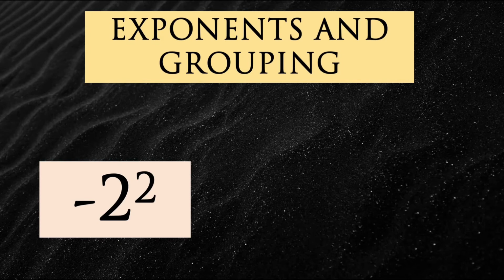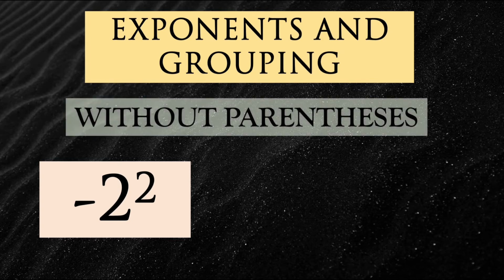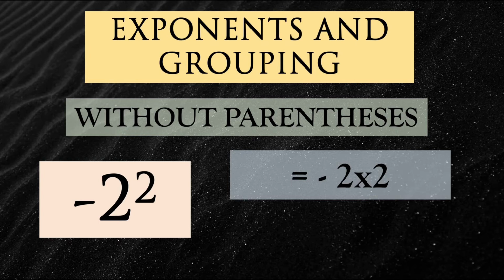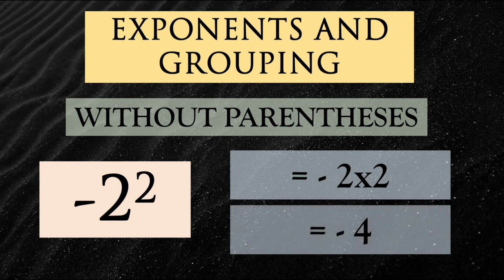And then another example, you have negative 2 squared, or negative 2 raised to 2. So this time we have got no parentheses. So in this case, you have to multiply 2 by itself without the negative sign because we don't have the parentheses. So we have negative 2 times 2. So negative times positive is negative, therefore your answer is negative 4.